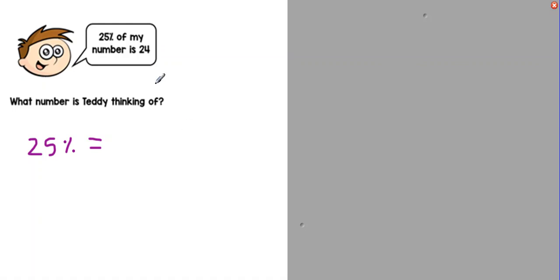Once you've done that, you can do the inverse operation, because remember, 24 is only the quarter, so you want 4 quarters. What are you going to have to do to create 4 quarters? Pause the video now and have a go.